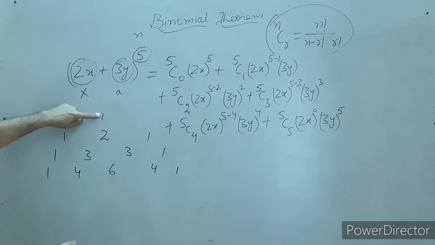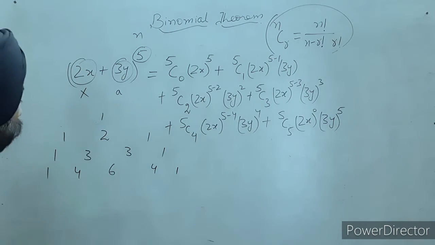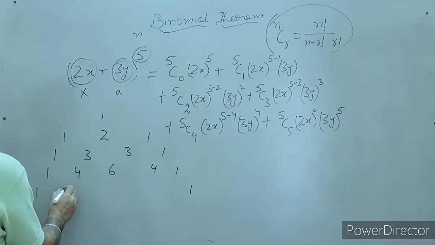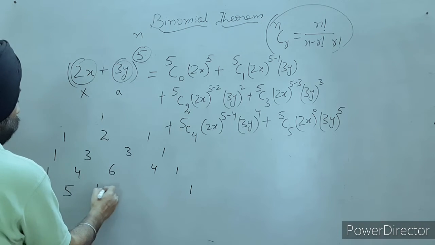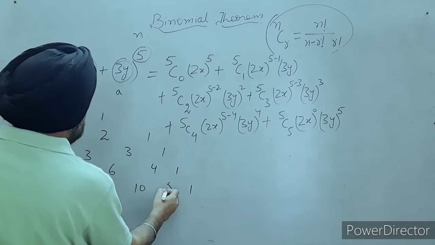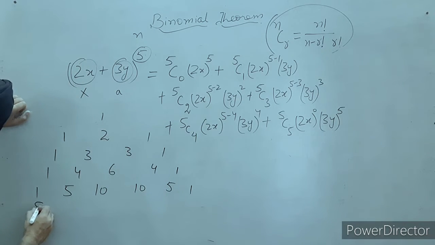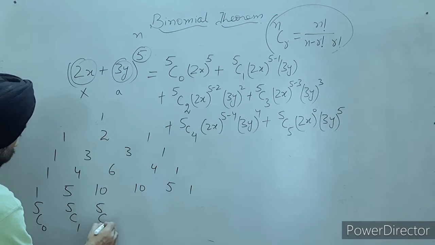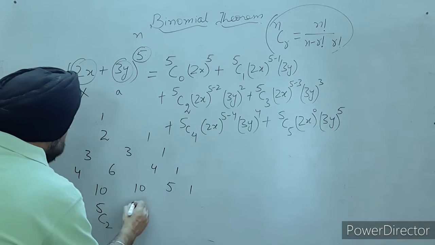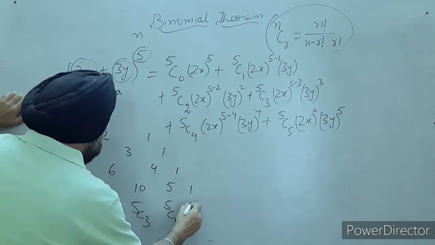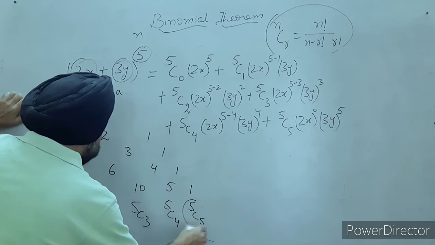How many steps have we moved? 1, 2, 3, 4. Now the last step, because the index is 5, I get 5, 10, again 10, again 5. This means that this is the value of 5c0, this is 5c1, this is 5c2, this is 5c3, this is 5c4, and this is 5c5.